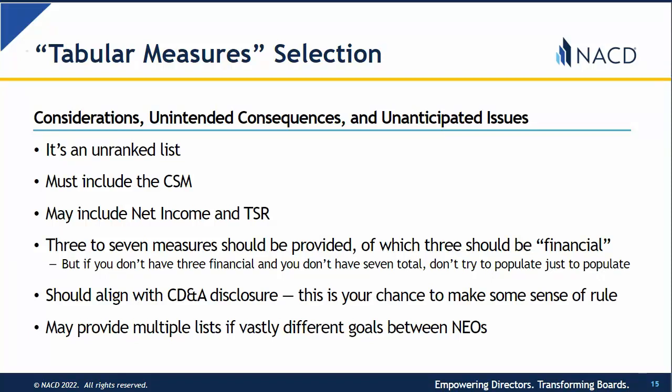And another nuance, which we don't recommend if it's possible, is the SEC allows you to make multiple tables. So you could have a list of goals for your CEO, a list of goals for your average NEOs, and then a table for each of the NEOs if you want. It could get really cumbersome and complicated, and we recommend against that unless, in the rare case, each of your executives has very distinct measures driving performance.